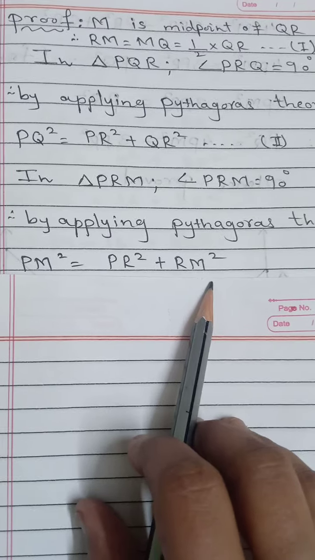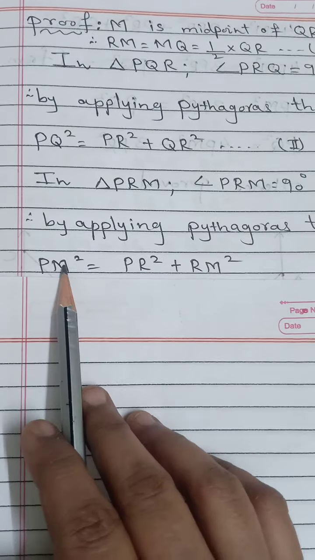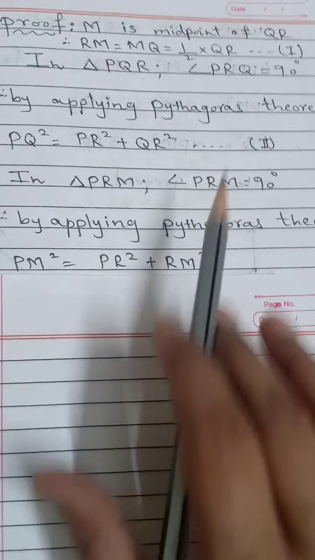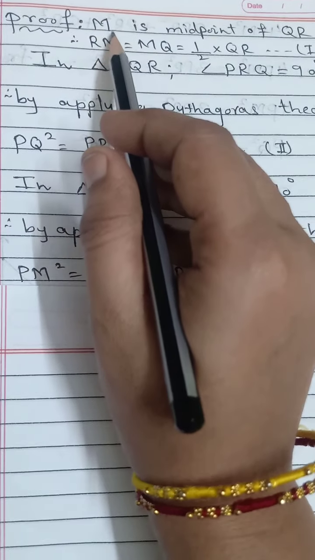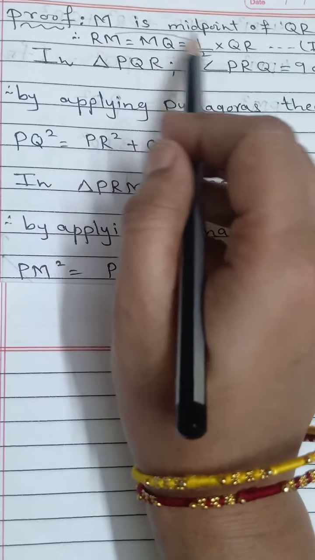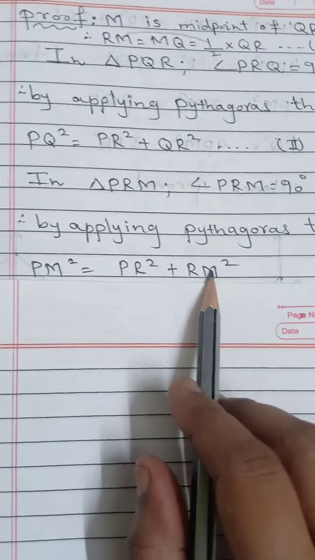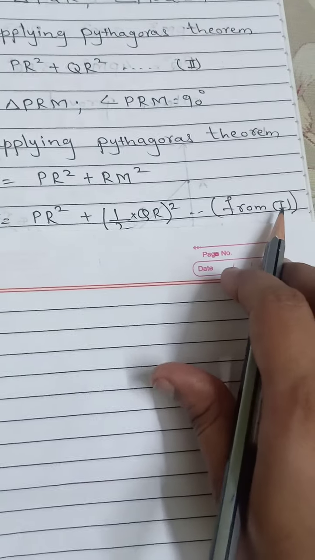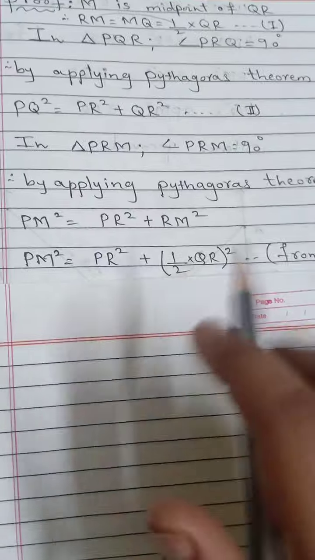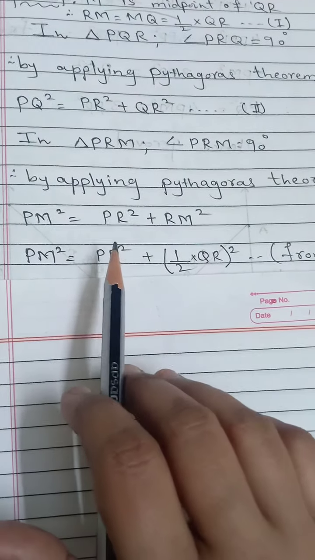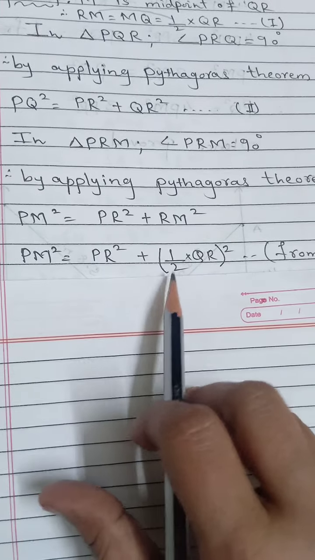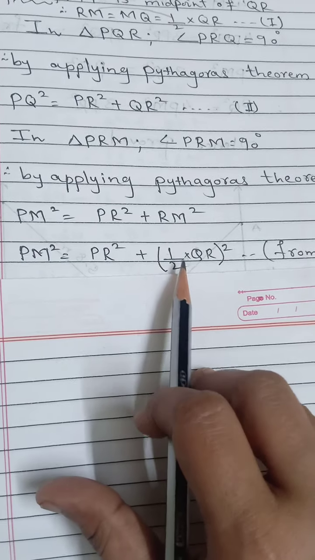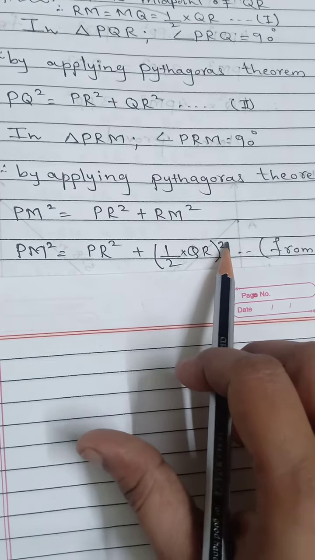Now from here you have to be careful. Listen carefully. This PM we will take like that only. This PR square also we will take like that. It is given here RM. See our equation number 1. RM is equal to what? Half of QR. RM is equal to half of QR. So in the place of this RM, I will substitute half of QR. And this substitution I have done from equation number 1. Again this PM square I will take like that. This PR square also I will take like that. Here I will take the square of 1 also, square of 2 also, square of QR also. So square of 1 will be 1, square of 2 will be 4, and this QR will become QR square.